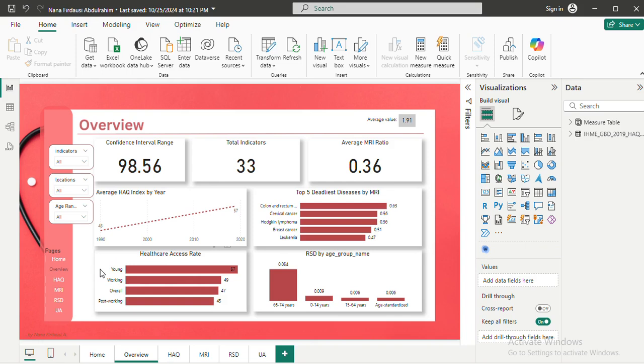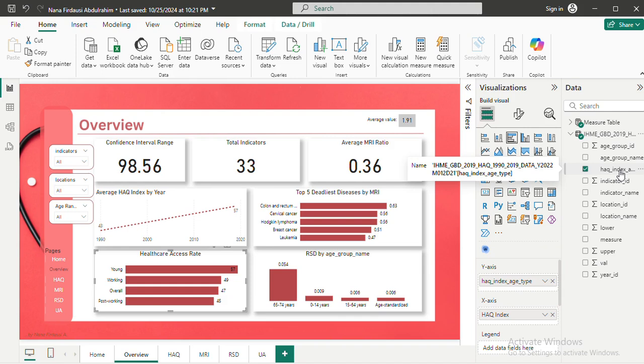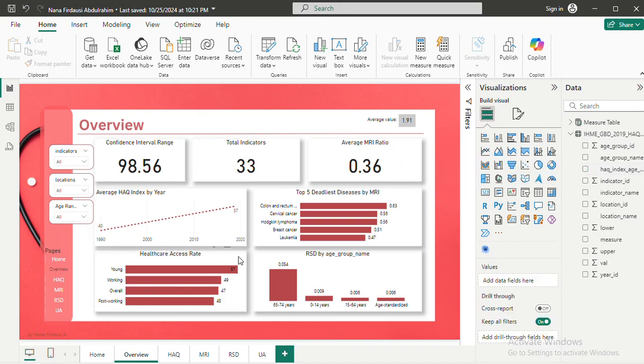And then the access rates for the different HAQ groups, each type, like the young, the working, and overall, then the post-working. You can see that the young people have high access to healthcare facilities compared to the working and post-working and overall. So from here we know that healthcare access is more open to young people.